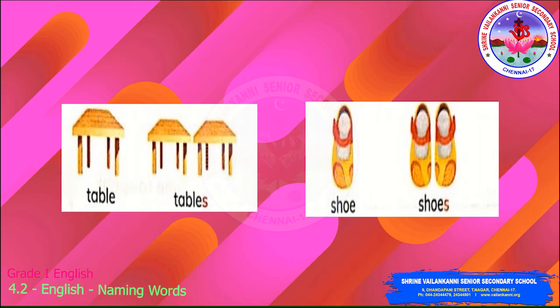When you look at the next picture, we have only one shoe. Since it is only one in number, we need not add s at the last. So it will be pronounced as shoe. But in the picture next to that, we have two shoes, which means it is more than one in number. If it is more than one in number, we need to add s at the last and pronounce it as shoes. Now let's get into a few more examples.